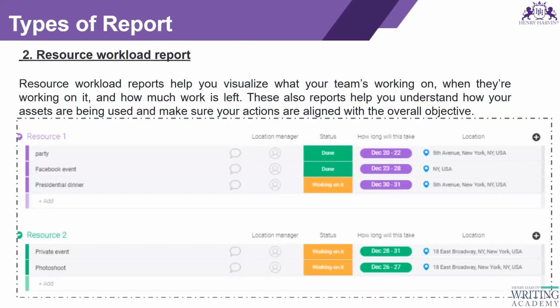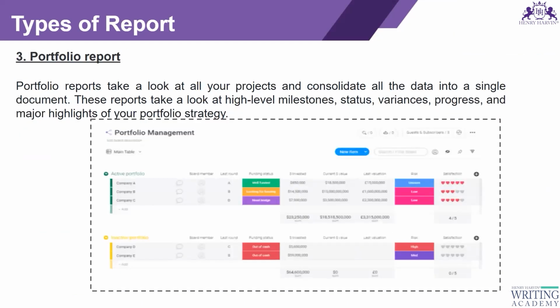Resource workload report. Then another report gets created. How many resources are you using, the manpower and the other resources? How much you have used, how much do you need, and how is it helping? Then portfolio report. A portfolio report takes a look at all your projects and consolidates the data into a single document. These reports take a look at high-level milestones, status, variances, progress, and major highlights of your portfolio strategy.